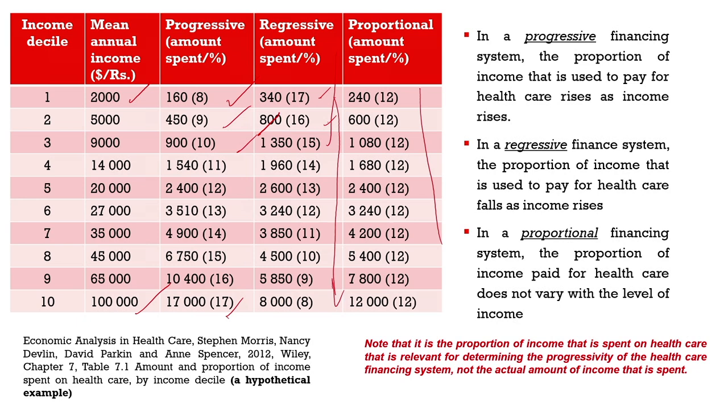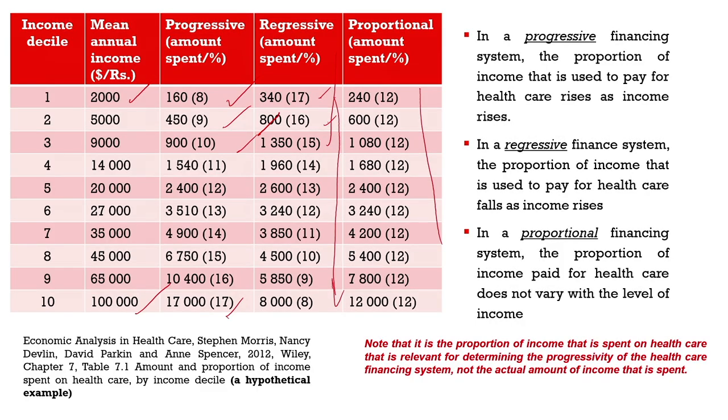So, in a progressive financing system, the proportion of income that is used to pay for healthcare rises as income rises. In a regressive financing system, the proportion of income that is used to pay for healthcare falls as income rises. And in a proportional financing system, the proportion of income paid for healthcare does not vary with the level of income.